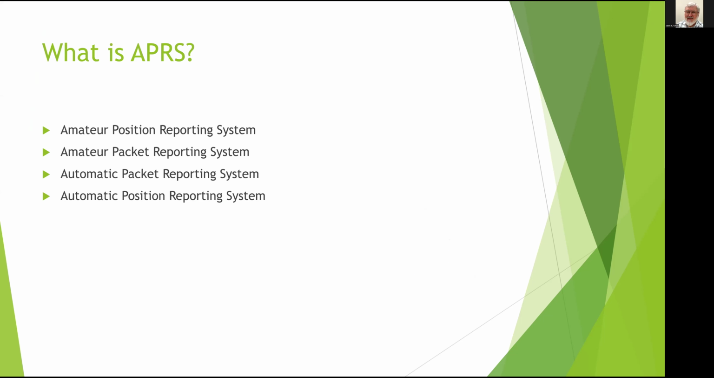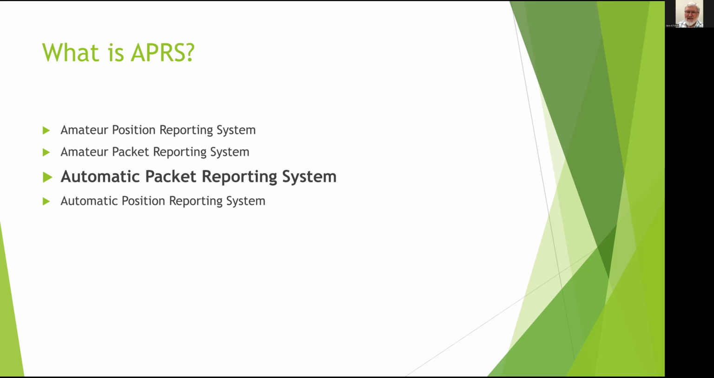There we go. So what is APRS? I've heard APRS stand for a lot of different things. Amateur position reporting system, amateur packet reporting system, automatic packet reporting system, automatic position reporting system. Does anybody know what the correct one is? The third one. Neil says it's the third one. That is correct. It is the automatic packet reporting system.